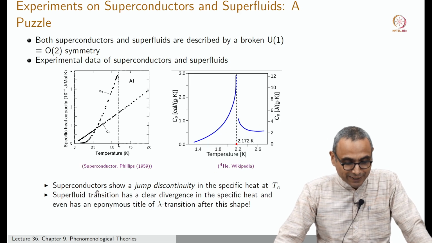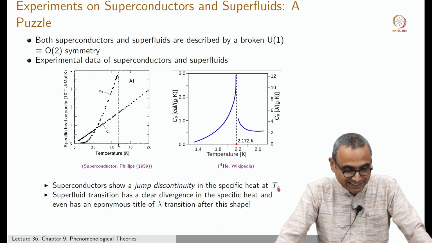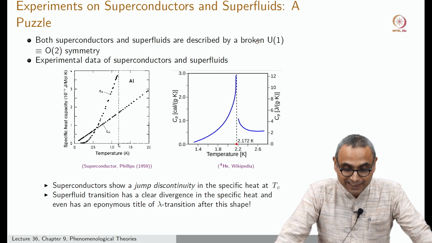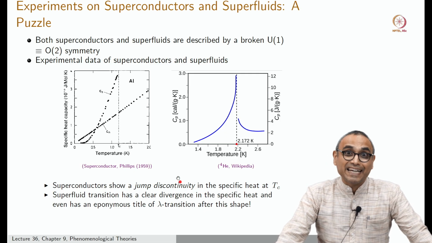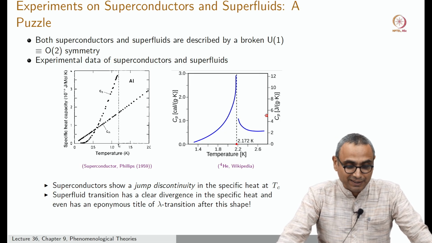So the main point is superconductors show a jump discontinuity of the specific heat at Tc. The superfluid transition has a very clear divergence. In fact, the name of this transition itself comes from this shape of the specific heat, that is why it is called the lambda transition.